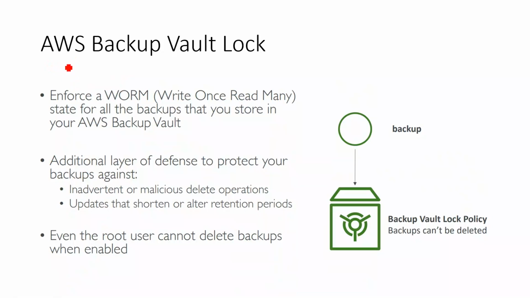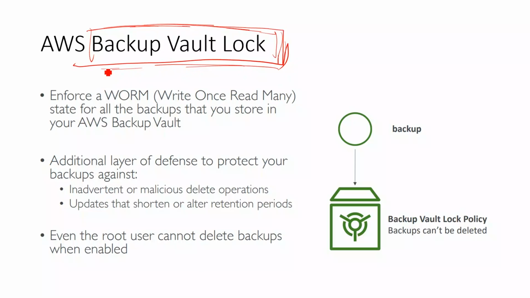Now talking about AWS Backup Vault Lock. If you remember, we discussed this vault lock concept in S3 actually. Basically you create a lock on the data that is present somewhere, and its common term is WORM, write once, read many times. So you create an additional layer of defense to protect your backups against malicious delete operations. That is the most important reason why this WORM feature is important.